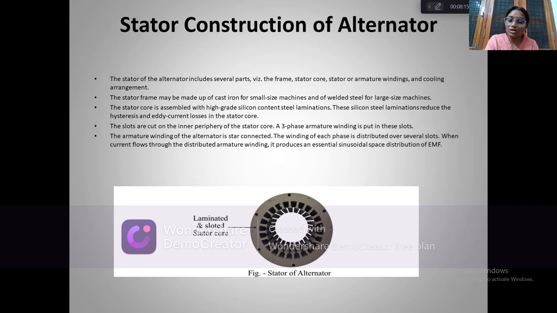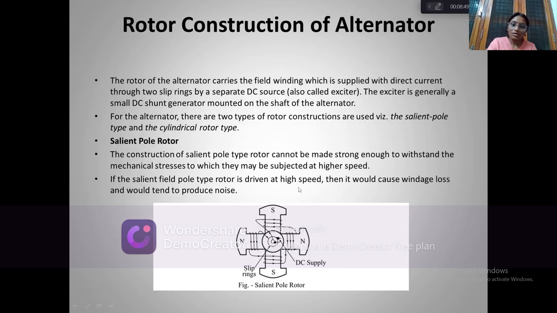The armature winding of the alternator is stator connected. The winding of each phase is distributed over several slots. When current flows through the distributed armature winding, it produces an essentially sinusoidal space distribution of EMF, electromotive force. And here you can see the constructional figure of a stator of an alternator. This is the laminated and slotted stator core. It is represented like this, as you can see in the figure.